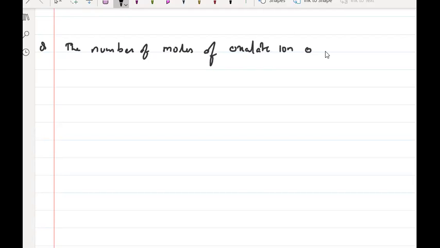Now let's see the second question. Again, an easy one. The question is: the number of moles of oxalate ion oxidized by 1 mole of permanganate ion in acidic medium.